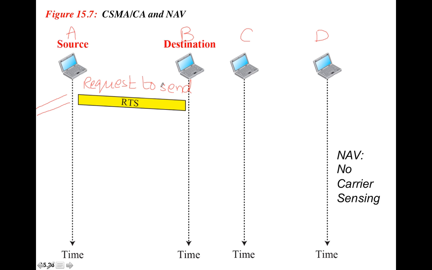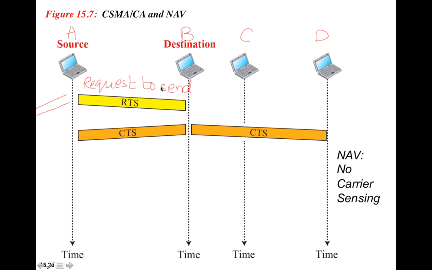When B receives the RTS, and if B is ready to accept A's packet, B will also send a CTS, clear to send. This is like an acknowledgement to A, saying, yes, I am willing to accept the information that you want to send me. And this clear to send will also contain the duration for which this transmission with A is expected to take.